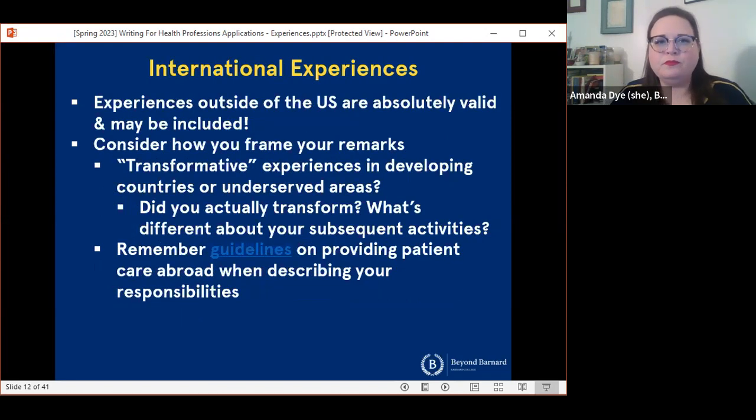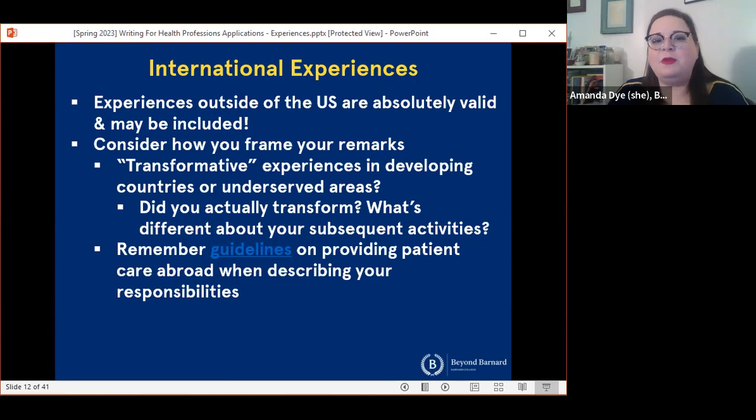If you've had experiences outside the US, those are absolutely fine to include. Professional programs are very open. Many professional programs allow their students to conduct international experiences, research or elective rotations, things like that. And so those kinds of experiences can really be valued. They can be a great counterpoint to experiences in the US. They can help you to understand different health systems in practice. And so you should not worry about including those experiences, but you should think really carefully about the way you frame those experiences.